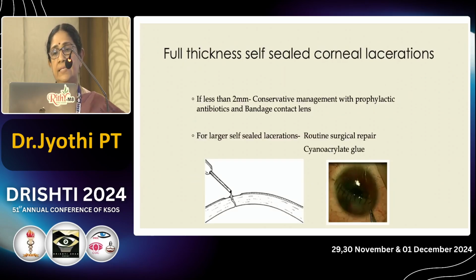Full thickness self-seal corneal lacerations, if it is less than 2 mm, conservative management with prophylactic antibiotics and bandage contact lens can be used. For larger self-seal laceration, routine surgical repair, or you can use cyanoacrylate glue.